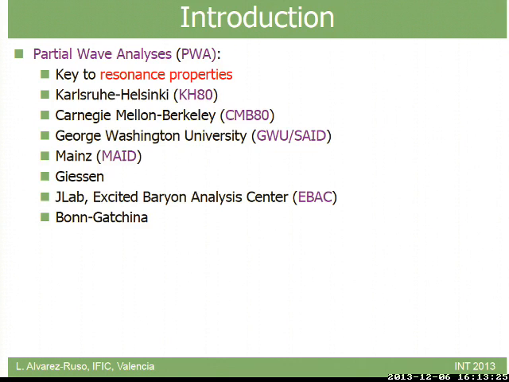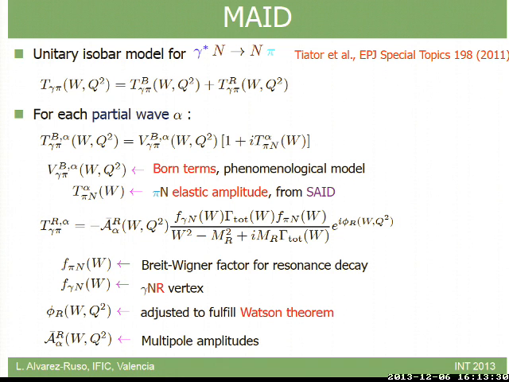So I'm going to spend a few minutes explaining how MAID works. I'm going to take MAID as an example. The goal of MAID, as I said before, is to look at photo- and electroproduction data and extract electromagnetic properties of resonances, both at Q squared equals zero and as a function of Q squared. The amplitude in this model has two ingredients. There is a background and a resonant component.